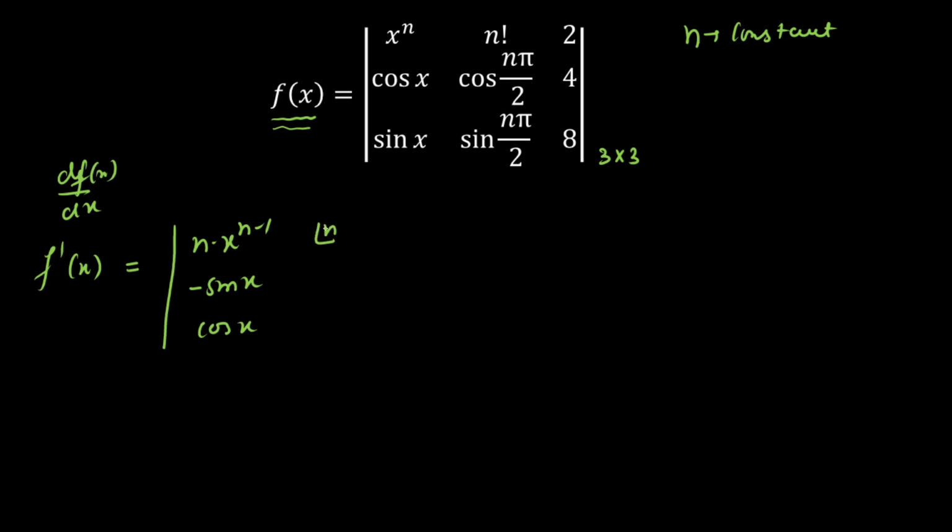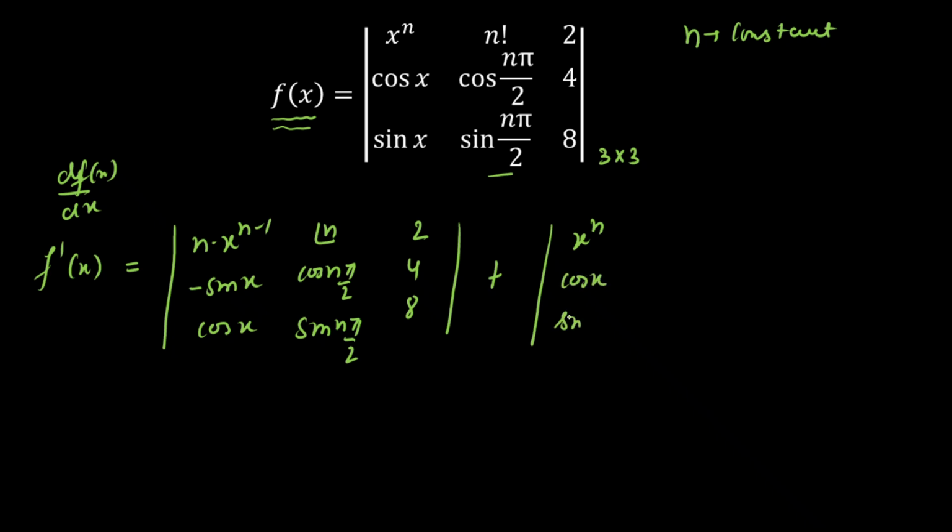So that is n factorial, cos of n pi by 2, sin of n pi by 2. Similarly, 2, 4 and 8. Now I'll differentiate second column and I'll keep column 1 and column 3 intact. Now x to the power of n will remain as it is. Similarly, cos of x and sin of x.